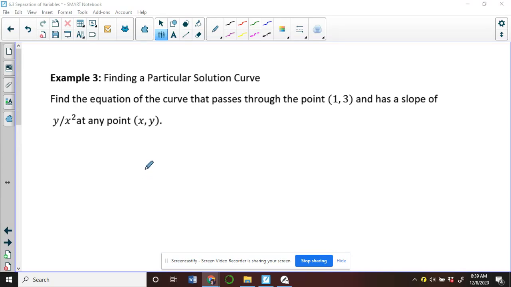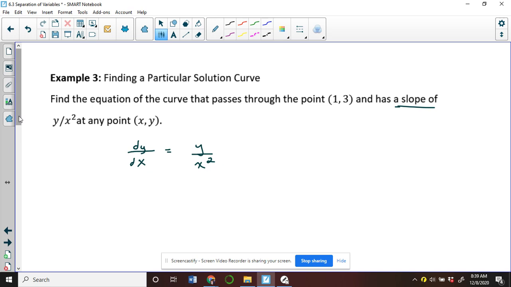Within our third example of a separation of variables problem, we are going to find the particular solution, and we know that we pass through (1, 3), meaning x is 1, y is 3. And then we're told that the slope is equal to this. That means that dy/dx, because slope is dy/dx, is y over x squared.